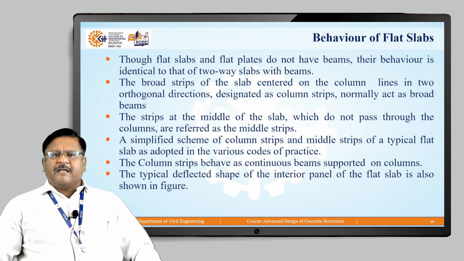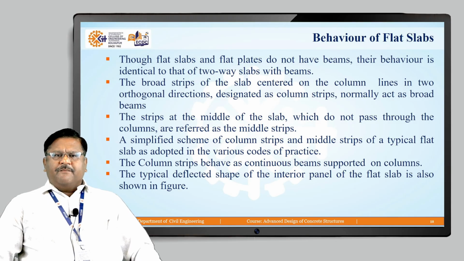The behavior is the same because the broader strips of flat slab centered on the column lines in two orthogonal directions are known as column strips, and these column strips generally act as broader beams. The strips at the middle of the slab which do not pass through the columns are referred to as middle strips. So, the middle portion is known as middle strip. A simplified scheme of column strips and middle strip of a typical flat slab is adopted in various codes of practice. The column strips behave as a continuous beam supported on the columns.